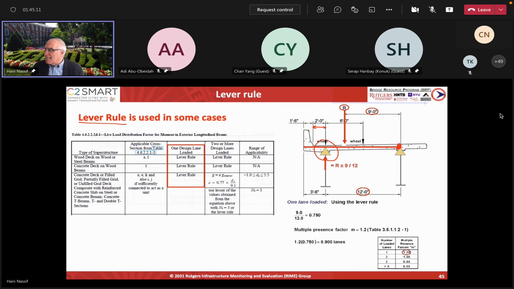Assuming that the wheel cannot go beyond that point, you then find the reaction, and that percentage, 9/12, is how much of this load is going to be distributed to the exterior girder. So it's a very simple rule, and in many cases it's easier than using those equations. And it gives you here the cases where you could do that, for one design lane.